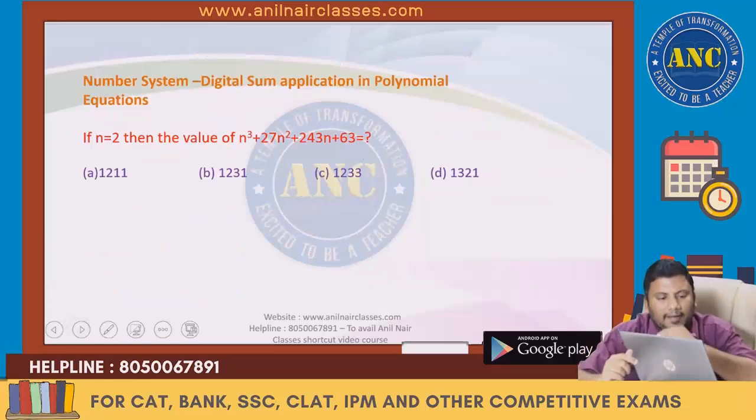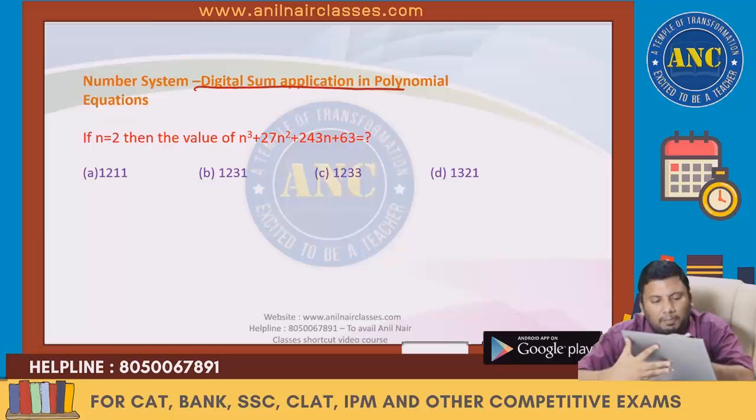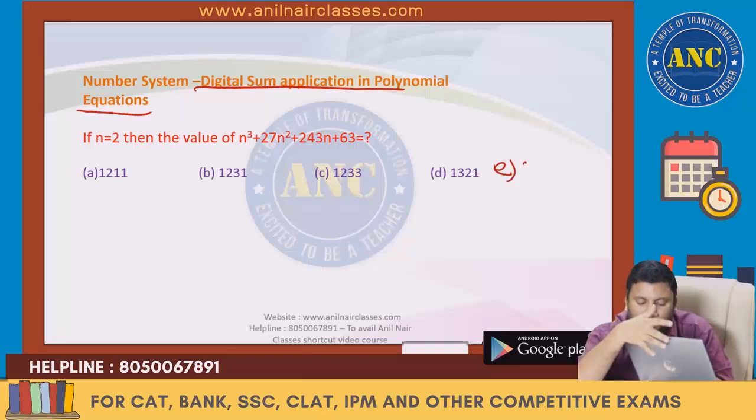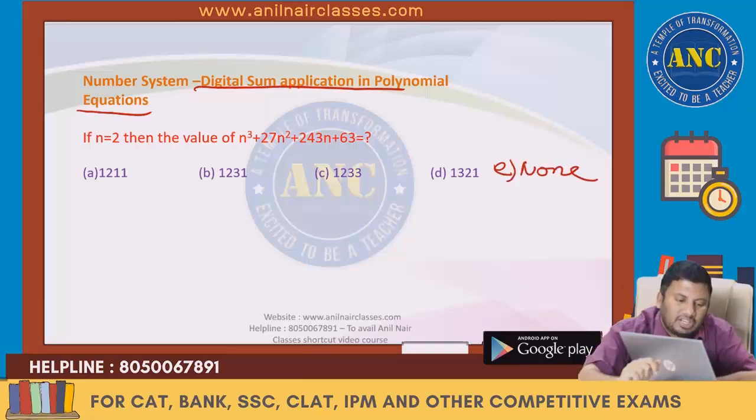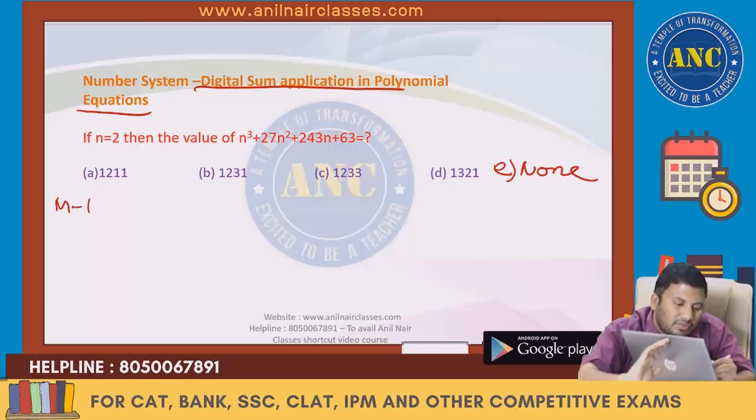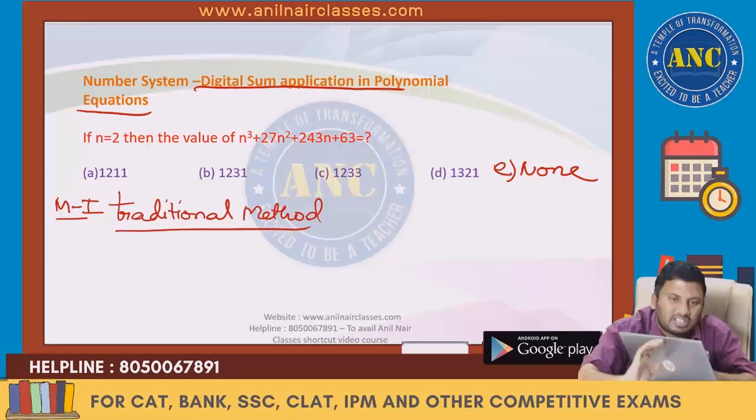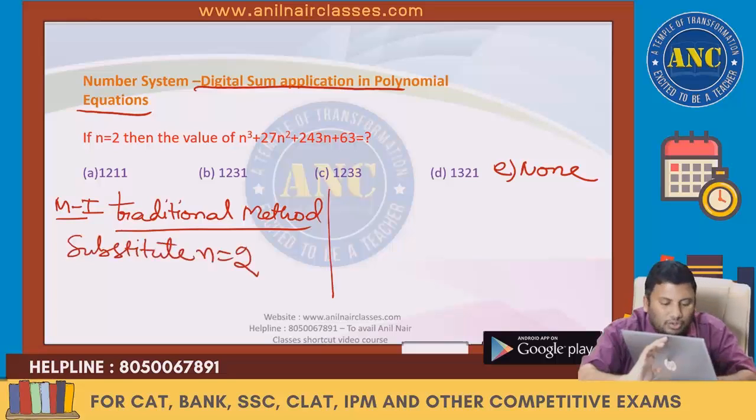Now see here: how to apply the digital sum application in polynomial equations. N is 2. How will students solve this? Some think they are very good at maths just because they got good marks in 10th and plus 2. Getting good marks is not equivalent to a great understanding of the subject. Traditional method: substitute n equals 2. Stupid method, even a school kid can solve this.